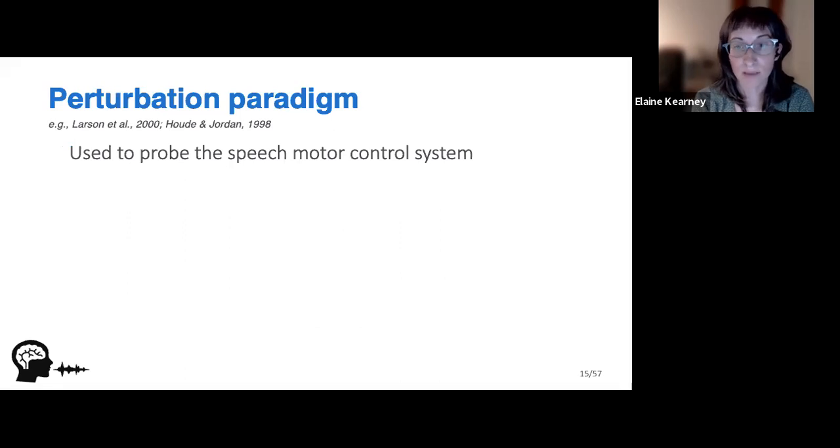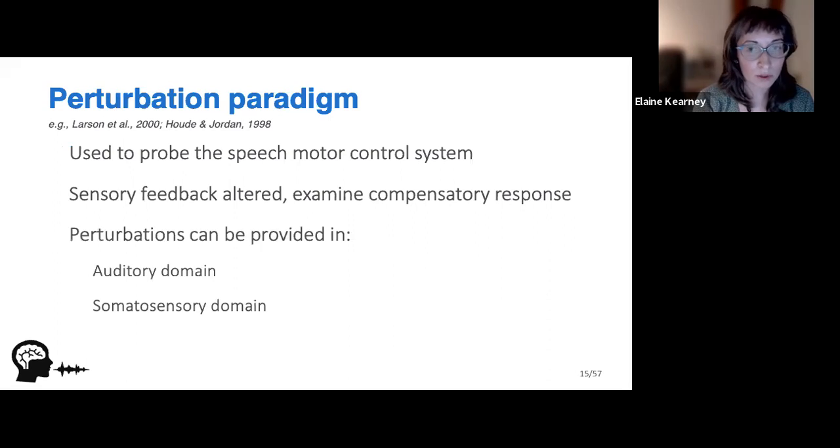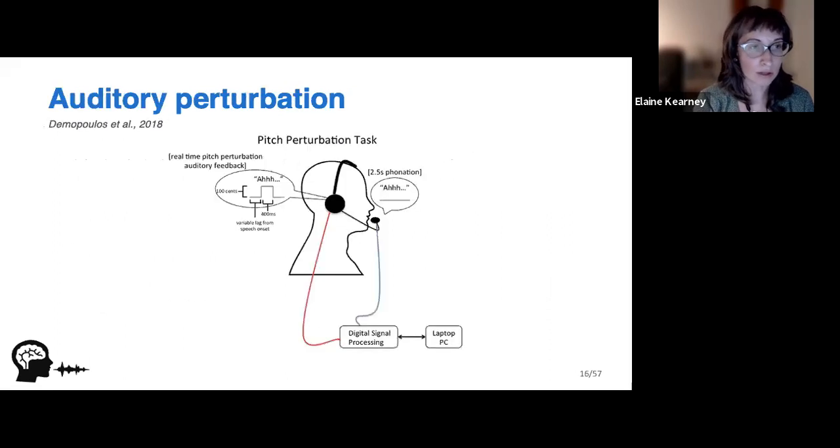Experimentally, we can use a perturbation paradigm to probe the speech motor control system. The perturbation paradigm is a very common paradigm that has been used both in the non-speech as well as the speech literature. In this paradigm, sensory feedback is altered, and then we can examine how people compensate for that alteration. In the speech and voice world, these perturbations can be provided in the auditory domain or in the somatosensory domain. So we're going to walk you through what that might look like in the auditory domain.